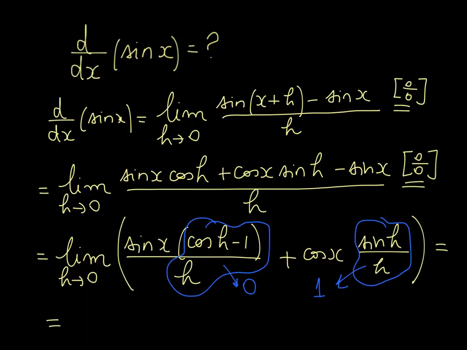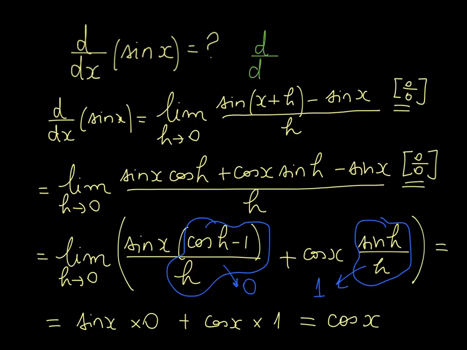Therefore, my limit is sine x times 0 plus cos x times 1. Sorry, the derivative. So the derivative of sine x is cos x. We found, therefore, that the derivative with respect to x of sine x is cos x.